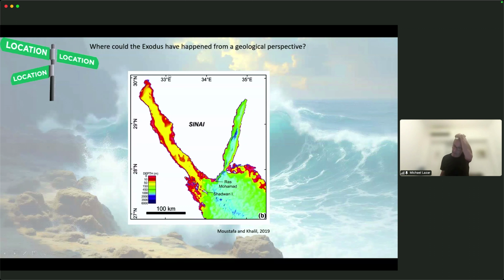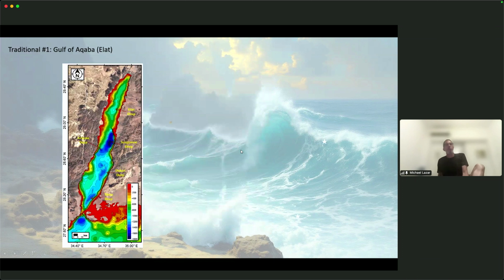So to try to solve this, I looked at where the Exodus could have happened, and I started with the traditional locations in the Red Sea. Again, I'm looking at it purely from the point of view of a geoscientist, somebody who deals with seafloor morphology and tectonics and earthquakes on a daily basis. I started with the number one traditional location, the Gulf of Aqaba, or the Gulf of Eilat.